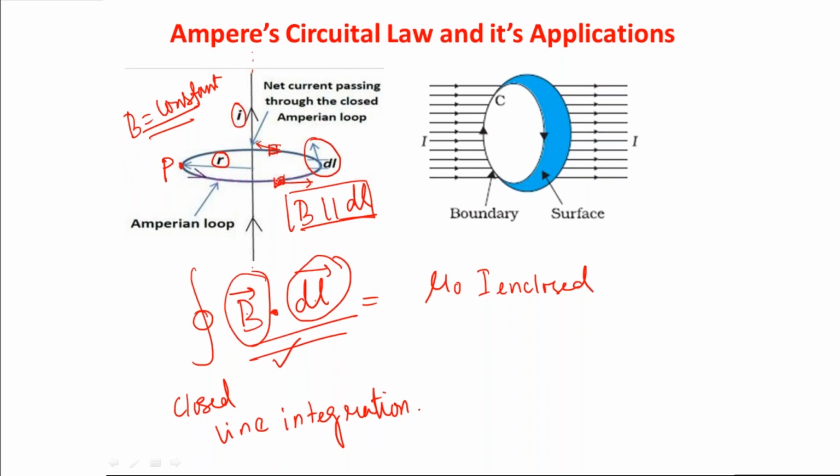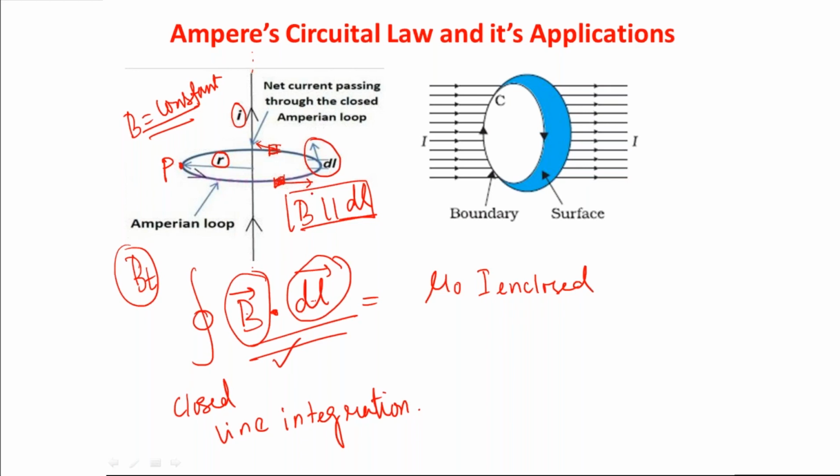So I hope you have understood this part now. I have to consider a small element of the loop, and I need to see the direction of the magnetic field at that particular element of the loop. Since it is a circle, these two are parallel to each other, because I am taking the magnetic field as the tangential component.